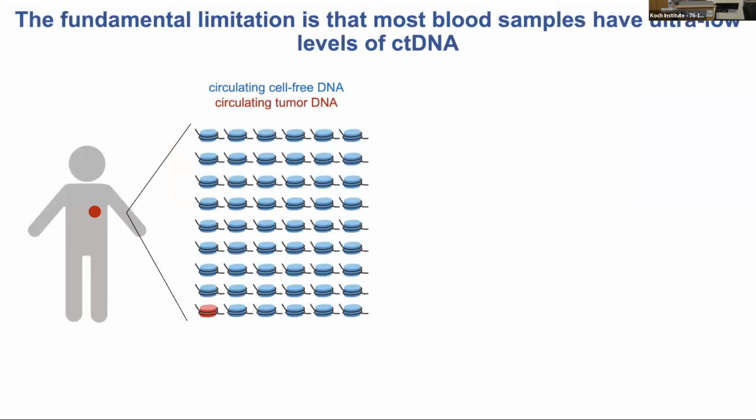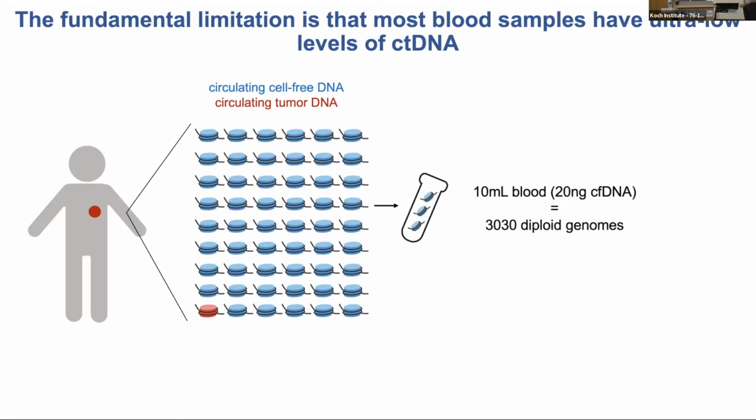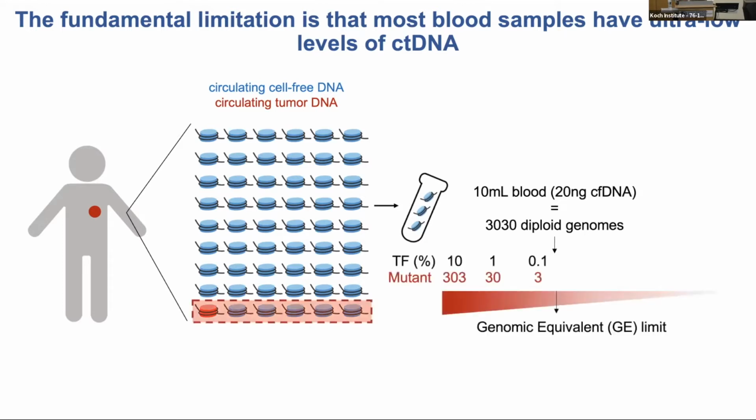And although there are very many technical challenges with detecting these DNA molecules in blood, the more fundamental limitation is that most blood samples just don't have enough ctDNA molecules in them. There's just very low levels in circulation. So to illustrate these points, a typical blood sample only contains around 20 nanograms of cell-free DNA, which amounts to around 3,000 diploid genomes. So what this means is that for patients with relatively high tumor fractions, down to 0.1%, we're at odds really of finding any one mutation and calling this blood sample cancer positive.